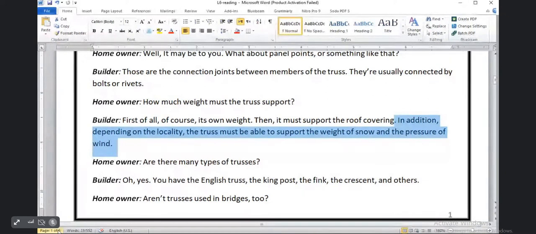In addition, depending on the locality, the truss must be applied support weight of snow on the pressure of wind. Okay. So you listened, Zahra, to Wijdan when she said the truss should be able to support its own weight and the roof covering. Now, what should it else support?